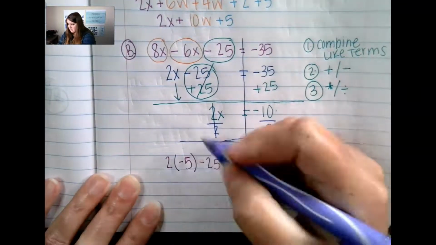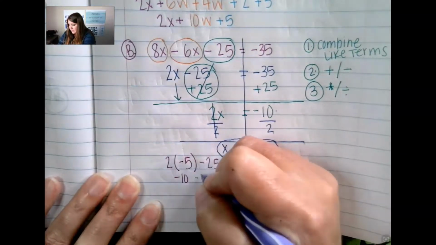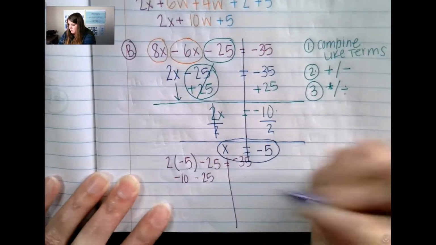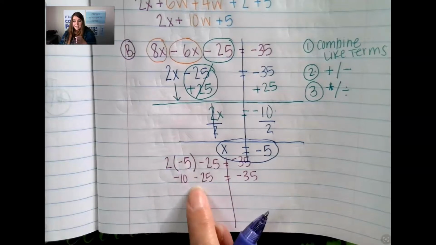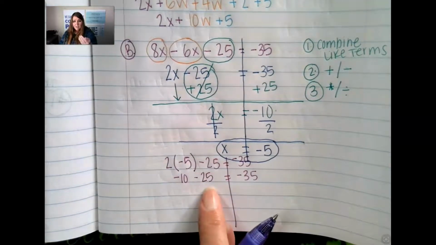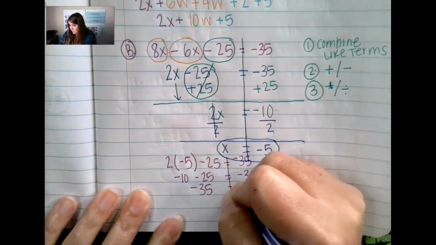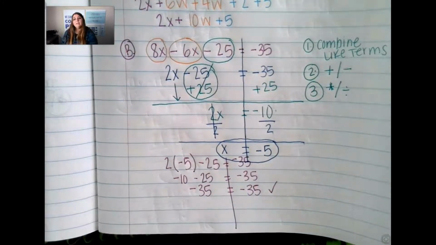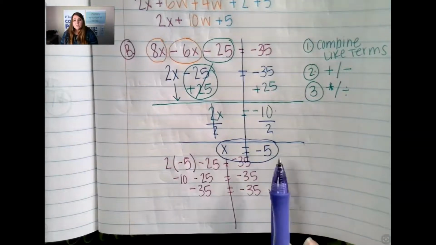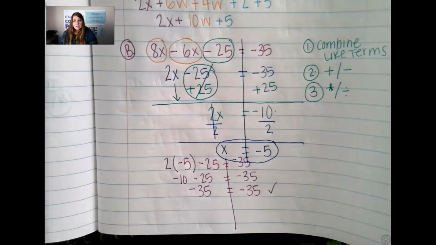Sorry that I'm writing into there. Okay, so this is negative 10 minus 25. And if I have negative 10 and I remove 25 more things, I'm going to have negative 35 things, which is negative 35. And so it totally checks out. So my solution to this equation is negative 5. Slow and steady. Keep going through your steps.